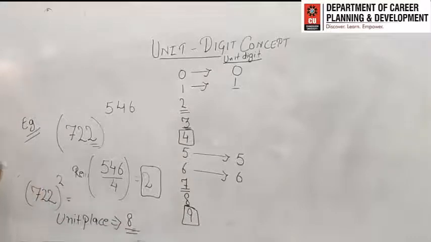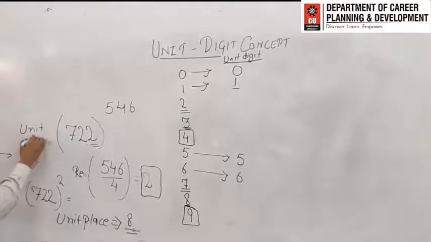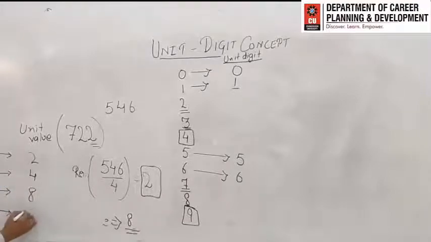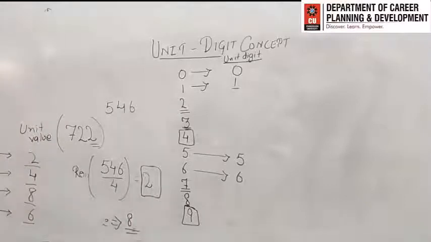Okay. So whenever the remainder is 0, the unit value will be 2. When the remainder is 1, it will be 4. When the remainder is 2, it will be 8. And when the remainder is 3, it will be 6. Okay. So this is the case when the cycle of 4 is repeating. Is this clear to everyone?